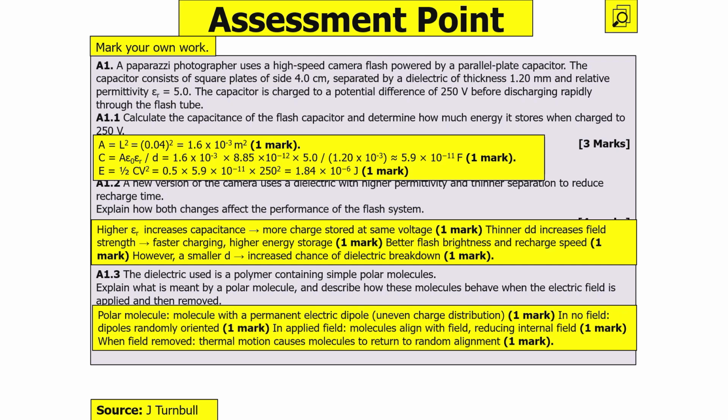Now, a polar molecule is a molecule with a permanent electrical dipole due to the uneven distribution of the electrons. In no field, the dipoles are randomly orientated, but in an applied field, the molecules align with the field, reducing the internal field. Now, when the field is removed, it causes the molecules to return back to random alignment, so we'll lose energy via dissipation.